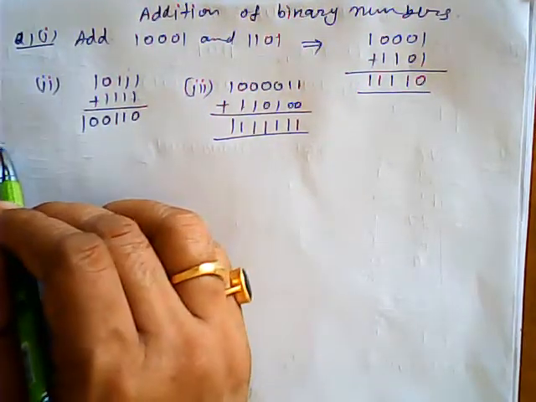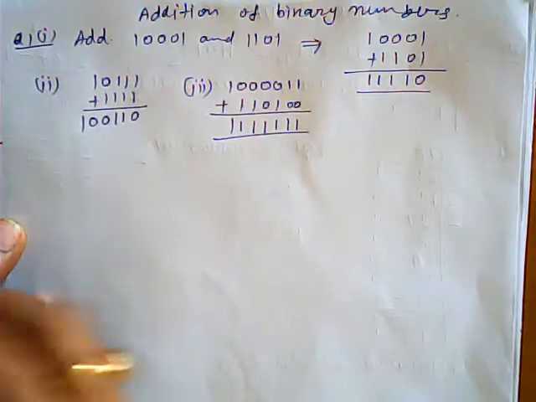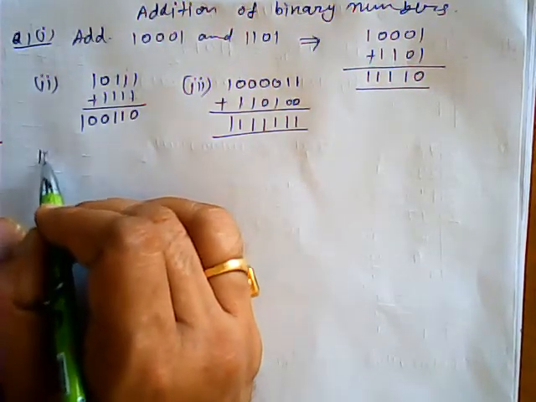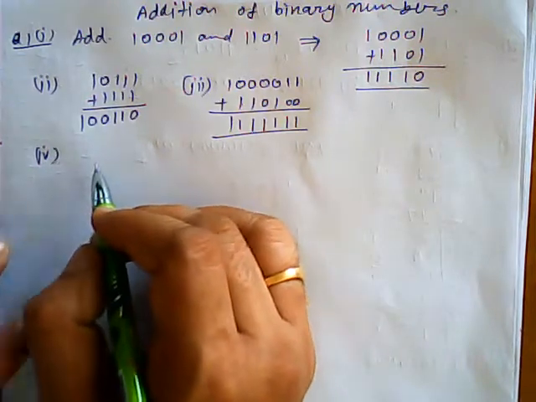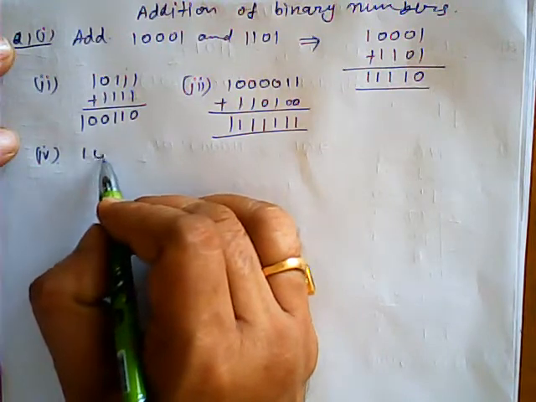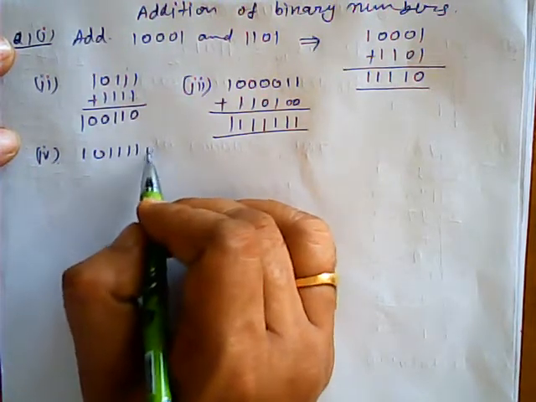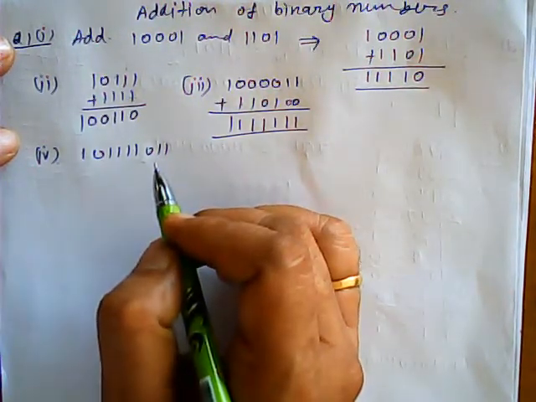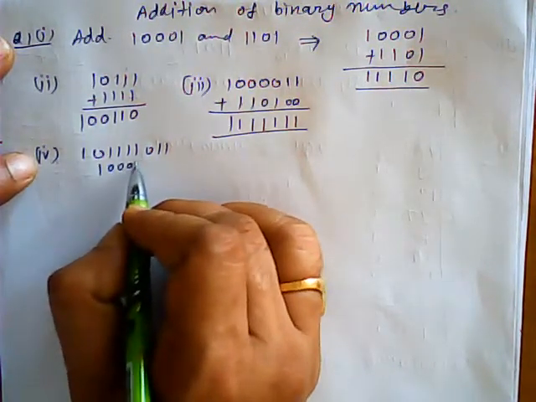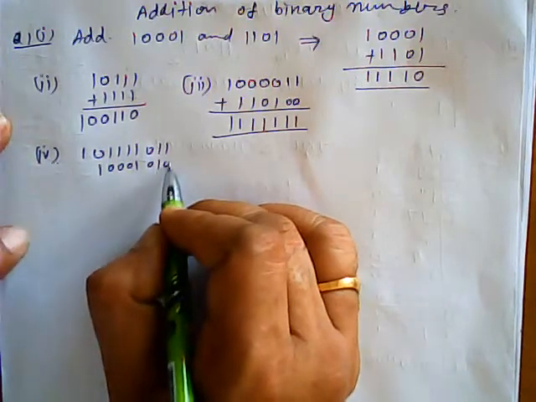This is the way by which we can add the numbers. See one more example, fourth part. 101111011 and 10001010.